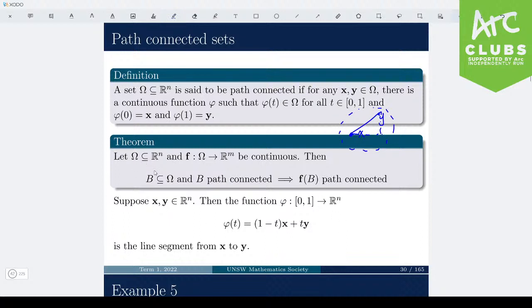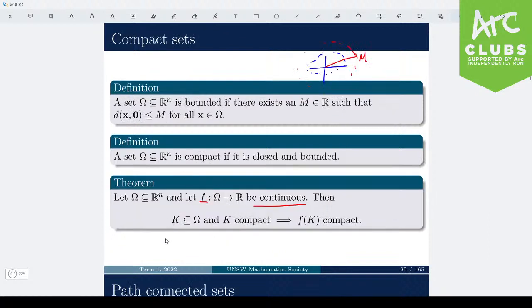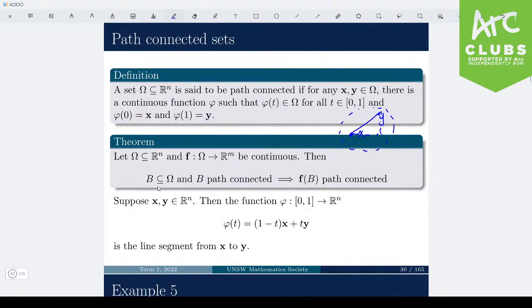Let omega be in R^n and f be a continuous function. Then it's a very similar version of this theorem here. If B is in the set omega and B is path connected, then f of B is also path connected. Here is just an example of what I drew up here. For example, if you just have x and y in the R^2 plane, and you want to pick any two points, you can always just connect them by the straight line from x to y.